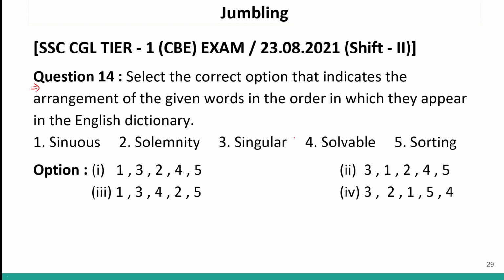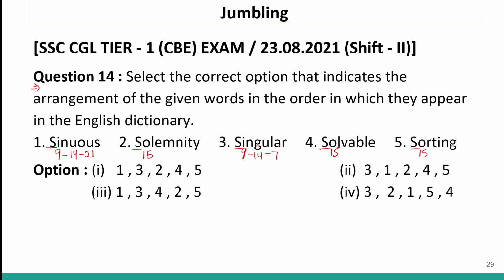Sinus, solemnity, singular, solvable, and sorting. Now, I can see that S is common in all. So we'll move on to the next letter. I is 9. O is 15. I is 9. O is 15, and O is 15. So between sinus and singular, after I we get N, which is 14. Here after I we have N, which is 14. So same. Next, let us move on to the next letter. We have U, which is 21. And here we have G, which is 7. Clear?